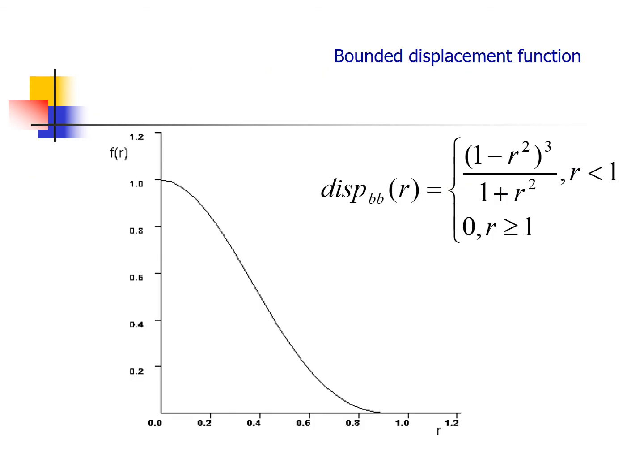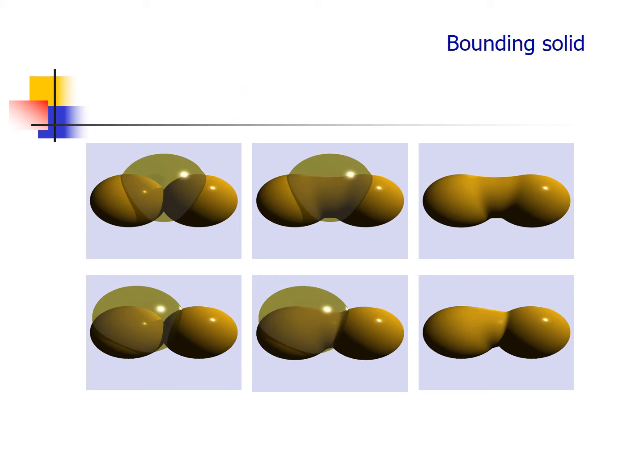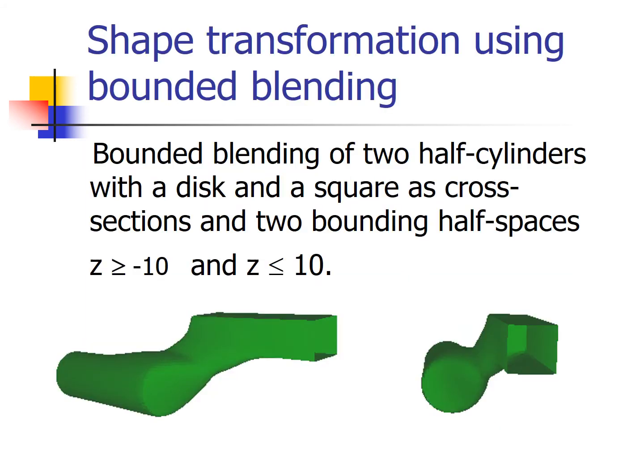A plot of one of the possible expressions of a bounded displacement function is shown in this figure. As we discussed in the previous lecture, one type of bounded blending uses a bounding solid as a displacement function. The additional solid is convenient to control the blending operation. Here is an example of bounded blending operation. You can control the place and size of the blended area by the bounding solid, the third transparent shape on this slide. Applying bounded blending allows us to get the initial shapes in cross-sections during shape transformation.